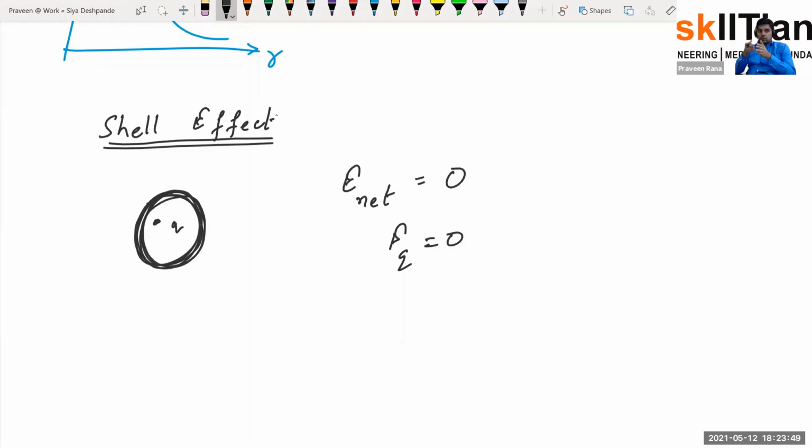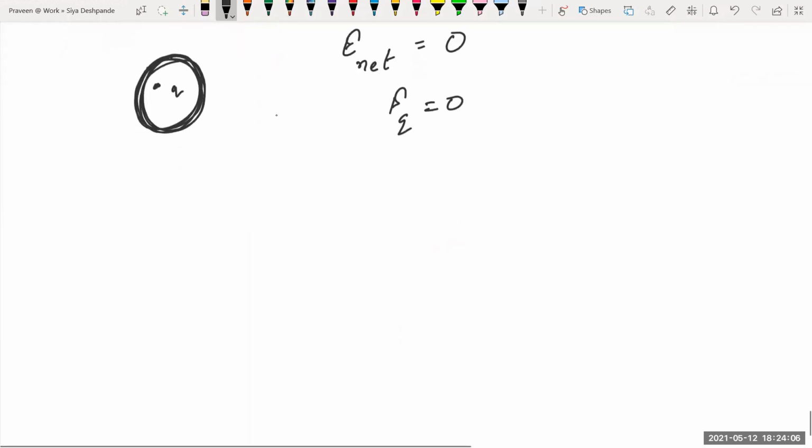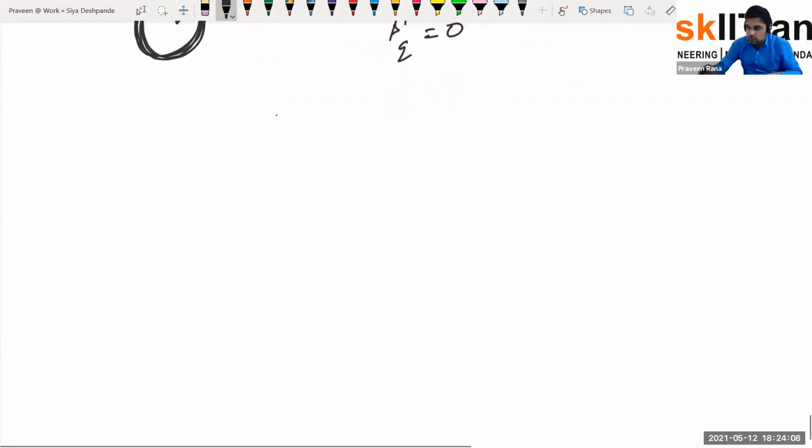Also, if there is a charge kept outside the shell and there is a charge inside, they won't attract. That is also shell effect. But I'll explain that in the later part of the chapter when we will cover induction. Now, why did we discuss it? Let's just go to the next topic.